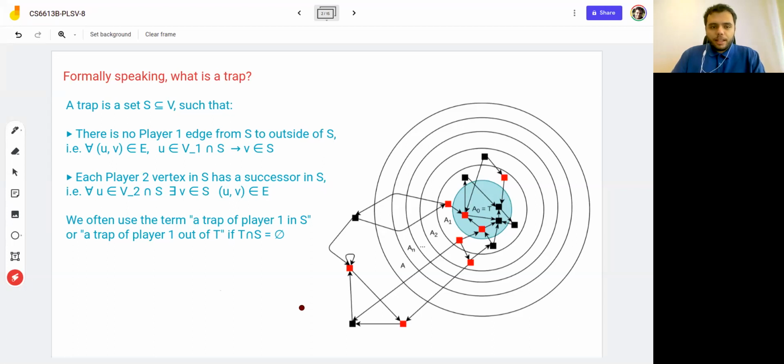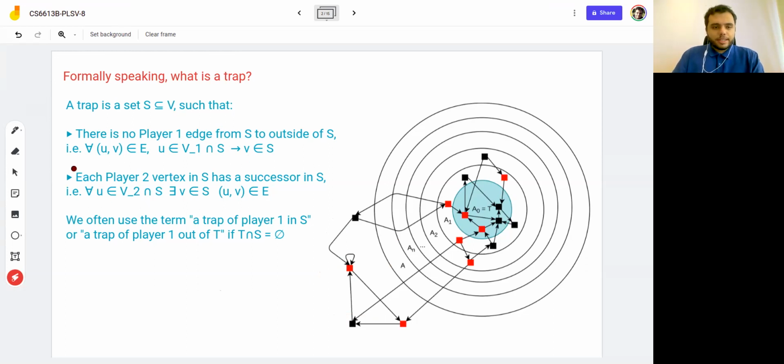So a trap, and right now I'm again talking from the perspective of player one, is basically just a set S of vertices such that there is no player one edge that goes out from S to outside of S. For example, this set S would be a trap. If you are player one and you are at a vertex in this set, for example here, you don't have any way of going out of the set. So you're trapped inside the set S.